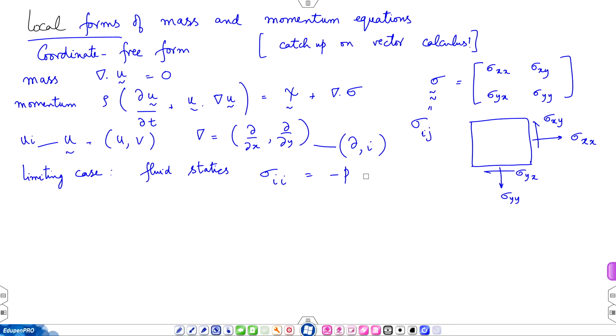So, minus p is more commonly written as sigma i j equal to minus p delta i j, which gives you the specific result that shear stresses, that means when i is not equal to j, sigma x y, sigma y x, shear stresses are absent. So, the equation for hydrostatics is sigma i j equal to minus p delta i j. So, that you can substitute in the momentum equation, u is 0. So, you will have a balance between pressure and body forces, which is the equation of hydrostatics. The second simple flow field we have studied is Newton's parallel plate experiment.